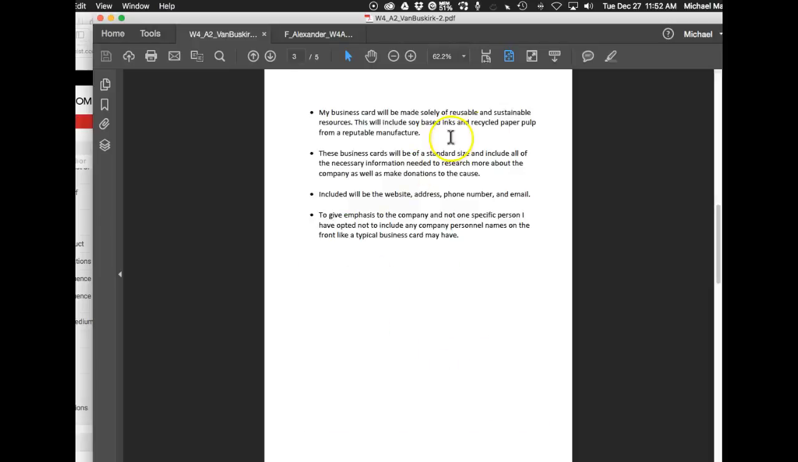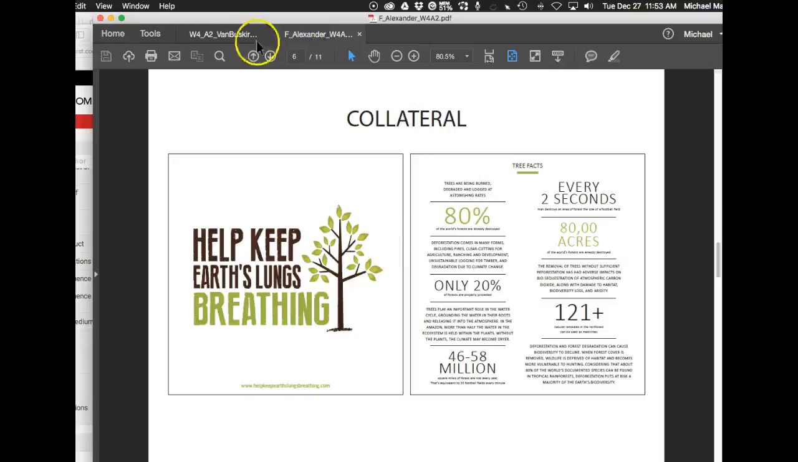And then reusable and sustainable resources. Now, we've got students in the class that are just doing all sorts of research. So I think it should stand to reason that saying reusable and sustainable resources is not going to stack up well against the kind of research that some of your teammates and some of your classmates are submitting. Okay, this, I think, is a good example. All right.